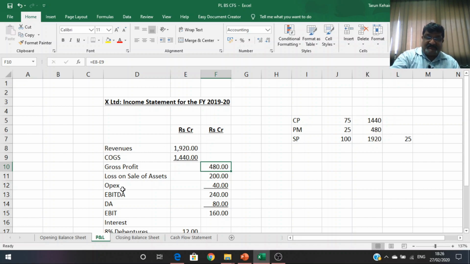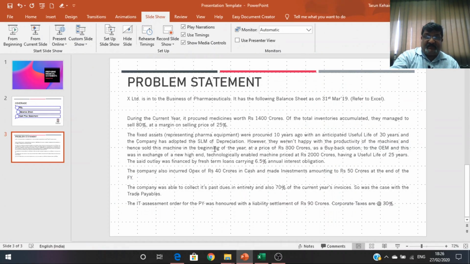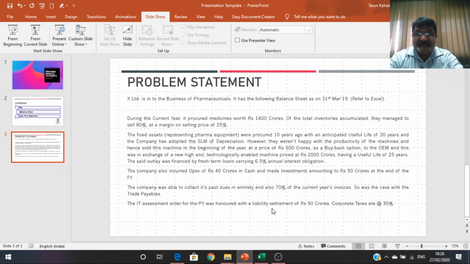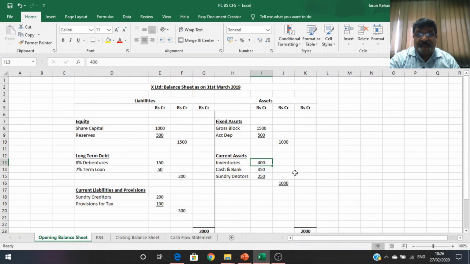Now, look at the problem statement again. It says that the company was not happy with the machinery that was procured earlier, and hence they bought back this machine at a price of 800 crores, which means you need to go back and check what was the written down value of the machine as at the end of 2019, or the beginning of the financial year 1920. If you look here, this machine cost 1500 crores, with accumulated depreciation of 500 crores. So the written down value of the machine is 1000 crores.